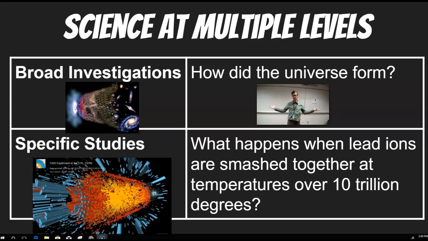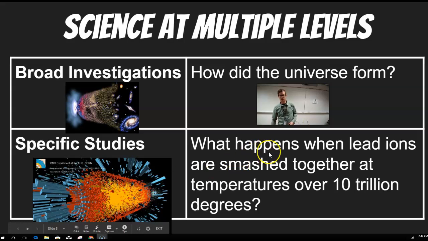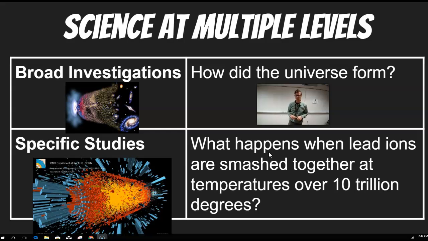So these are really broad questions still out there. And then specific studies like the one that I just showed you would ask a question like, what happens when we take some lead ions and smash them together at temperatures of over 10 trillion degrees? And we'll find out later in this class what a lead ion is. But just for now, think of that as a specific study done that is answering this specific question. That's all part of this broad investigation about how the universe formed.